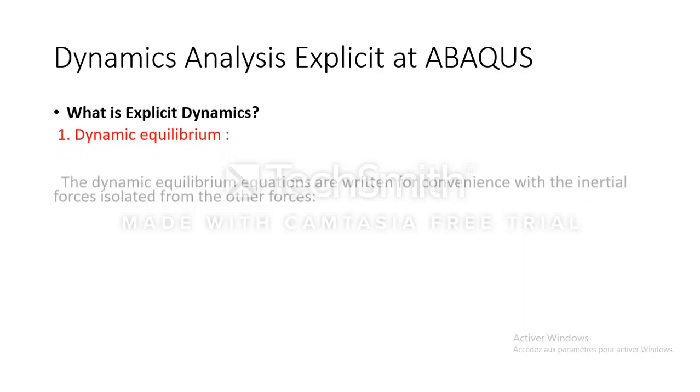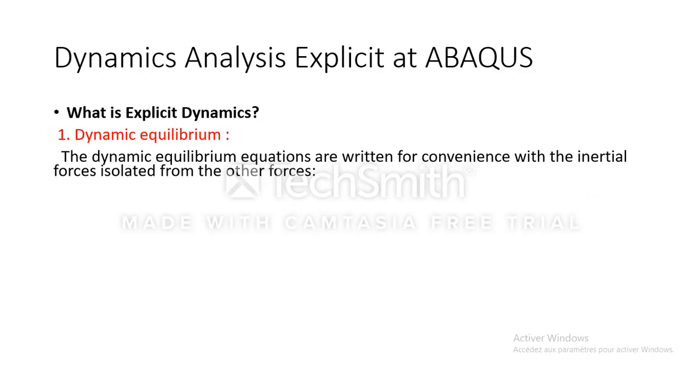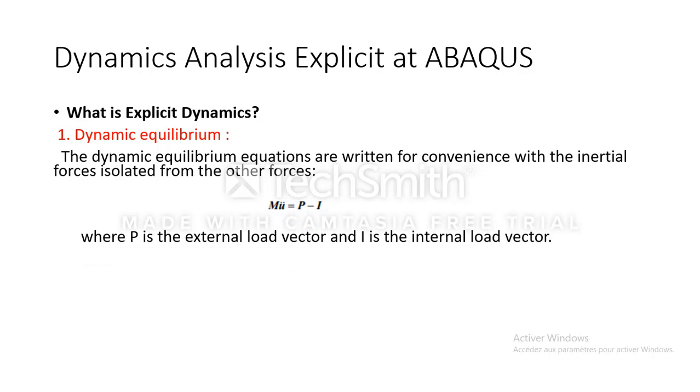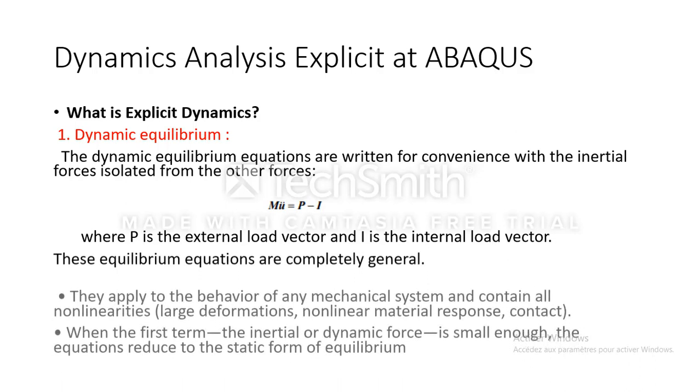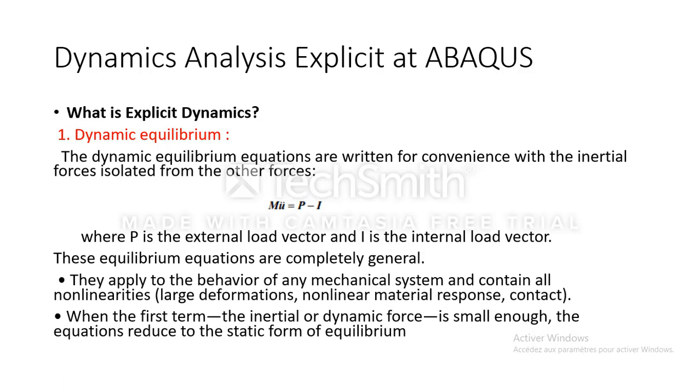What is explicit dynamics? The dynamic equilibrium is written for convenience with the inertial forces isolated from the other forces using the following formula, where P is the external load vector and I is the internal load vector. These equilibrium equations are completely general. They apply to the behavior of any mechanical system and contain all nonlinearities: large deformations, nonlinear material response, contact. When the first term, the inertial or dynamic force, is small enough, the equations reduce to the static form of equilibrium.